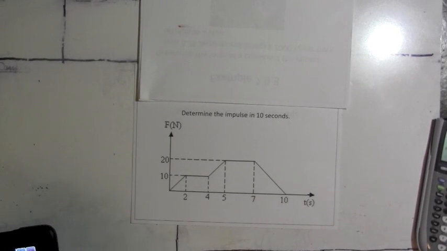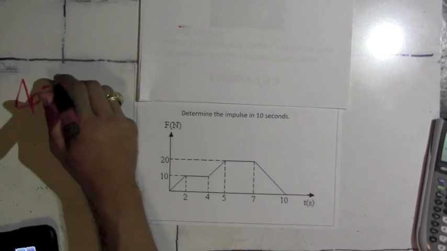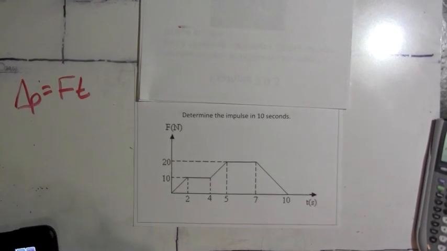Okay, this is a graph question. We haven't done graphs in a while. It says determine the impulse in 10 seconds. Now remember, impulse is another word for change in momentum. So what I'm trying to solve for is delta P, which I can get by saying F times T.